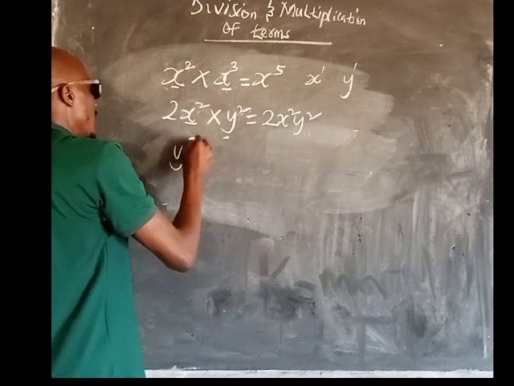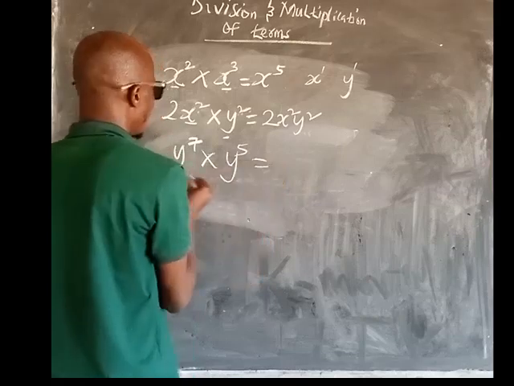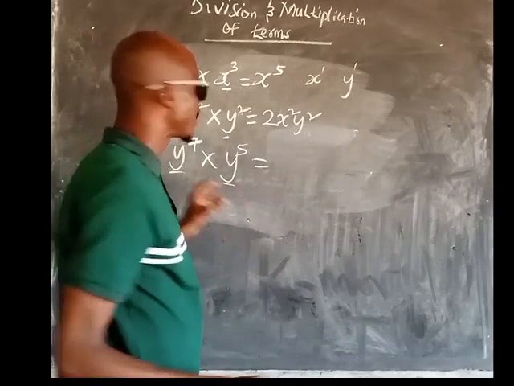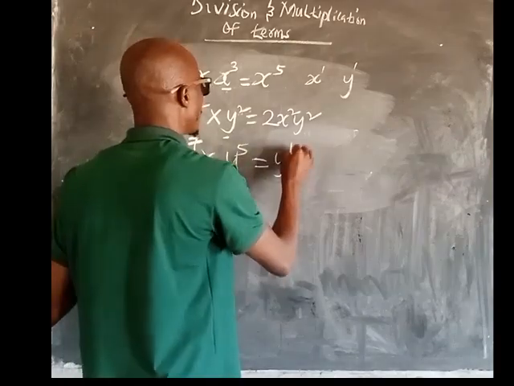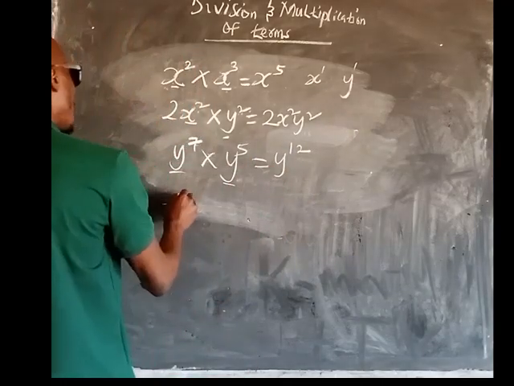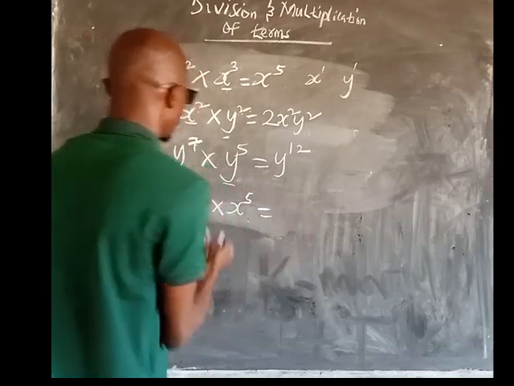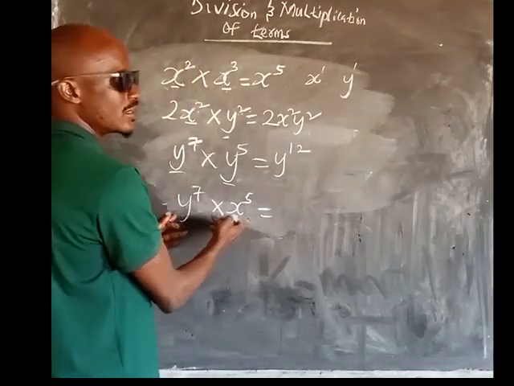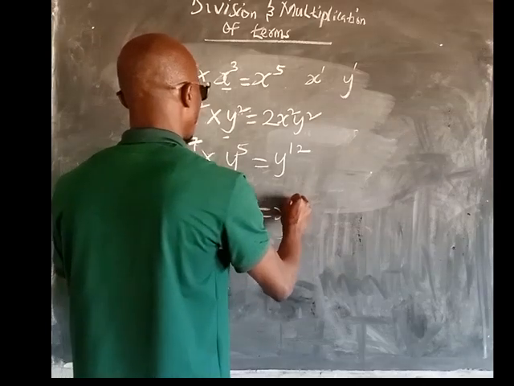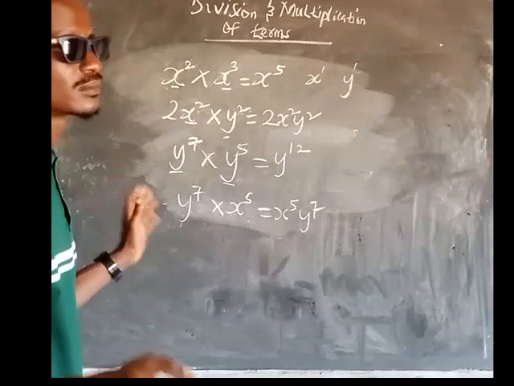Like we have y raised to power 7 multiplied by y raised to power 5. The letter and the letter, they are the same. So in this case, you have y raised to power 12. That is 7 plus 5 to give you 12. But in the case where you are having x raised to power 5 times y raised to power 7, the letters here are not the same. So what do you have? You have x raised to power 5 and y raised to power 7. It's the same thing that you have.